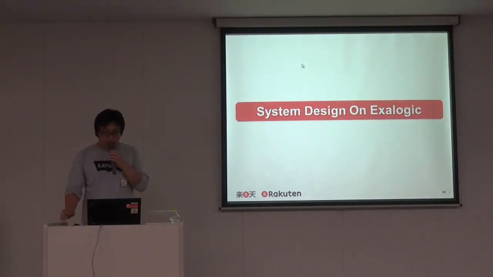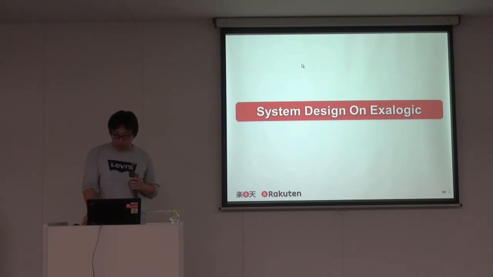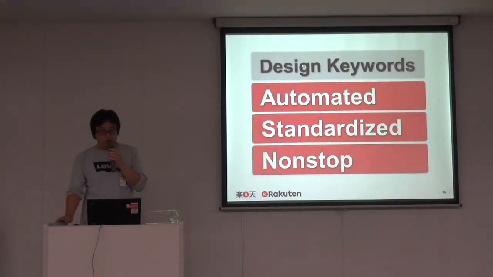From the next slide, I will explain about system design on ExaLogic. We have considered 3 keywords while designing system architecture on ExaLogic. These are automated, standardized, and non-stop. Our system scale is expected to grow in the future, and our goal is to have this big system manageable by 4 or 5 persons. Automation and standardization are essential requirements to reduce operation. And at the same time, we have to guarantee a non-stop system. All of the system designs on ExaLogic are based on these 3 keywords.